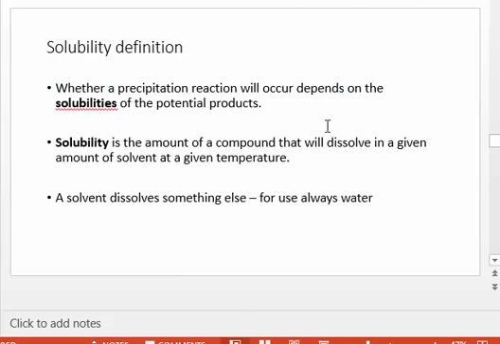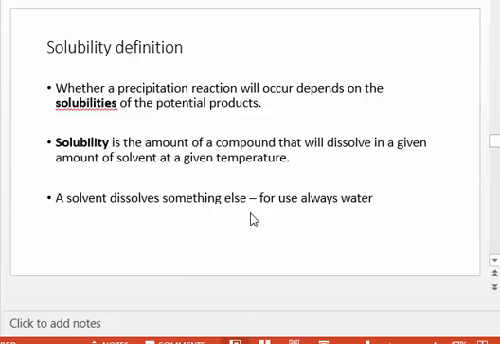The reason a precipitate forms is that some ionic compounds have low solubility. Solubility is the amount of compound that will dissolve in a given amount of solvent, which for our purposes will always be water, at a given temperature. Solubility can change with temperature, but we will always assume our reactions occur at room temperature.